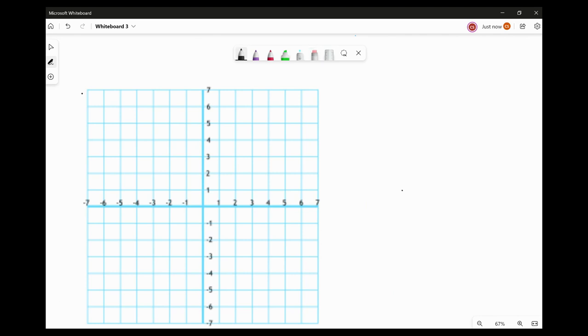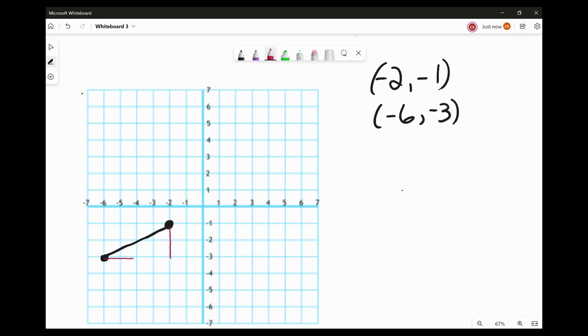Okay, so let's say we have this point, which is -2, -1, and this one, which is -6, -3. Okay, so I want to find this distance. So I'm going to first make my right triangle, a vertical and a horizontal line that make the right triangle. Again, we're looking for this side length, which is C.